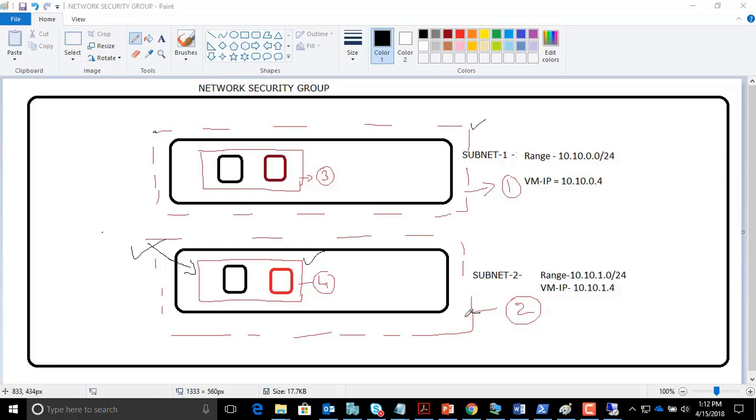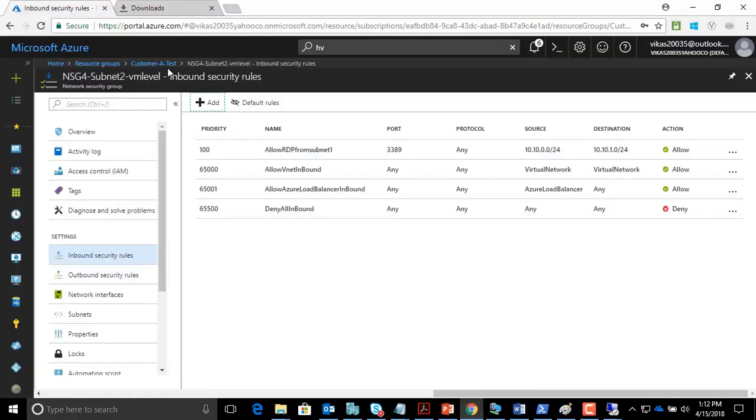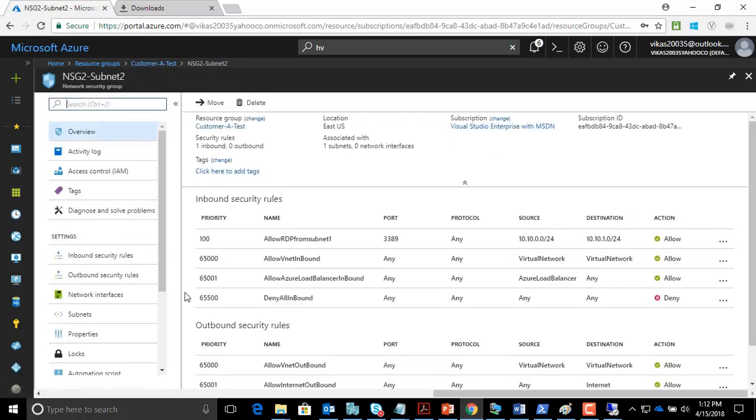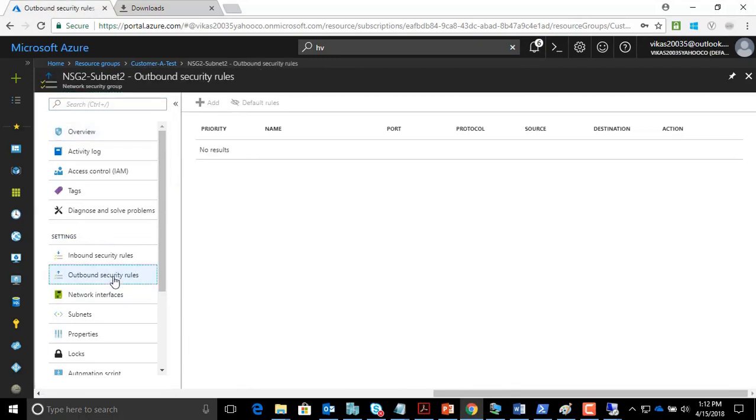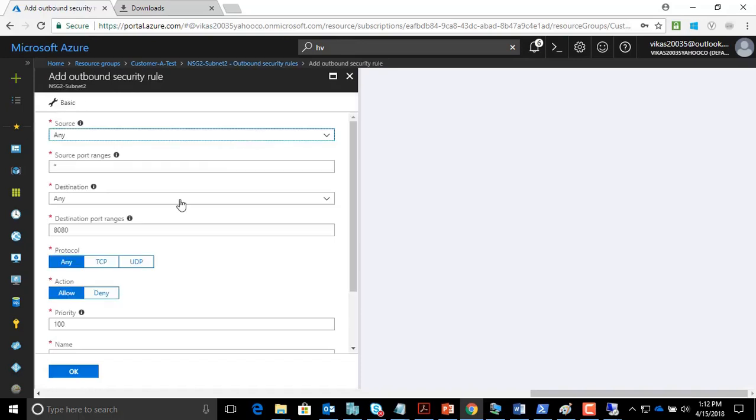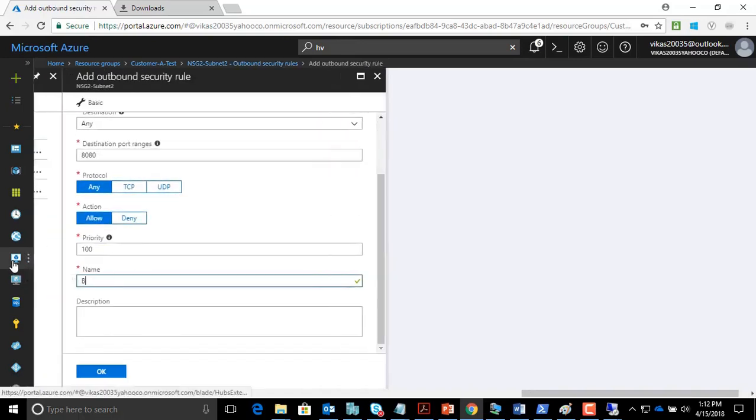So right now I'm doing it at a subnet level, which is firewall number 2. So if I go to my firewall number 2, subnet 2, internet block. So traffic from virtual machine goes to internet, which is outbound traffic. And by default, we always have internet outbound allow, which is rule number 65001. I'm going to create a rule, which is block internet.